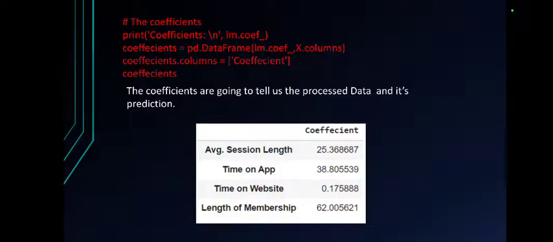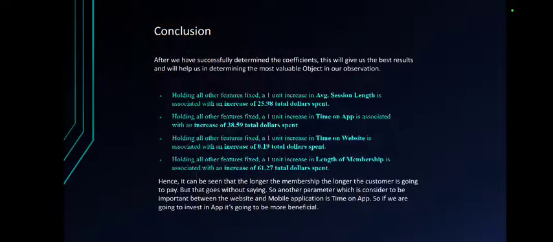If I move further, after analyzing, training the model, and comparing the model to see whether the data is good or not, it's going to give us some coefficients. These coefficients are really helpful in analyzing our results, such as the average session length, 25.36, time on app, 38.8, time on website, 0.175, and length of membership, 62. So it gives us the result actually. So what are those results?